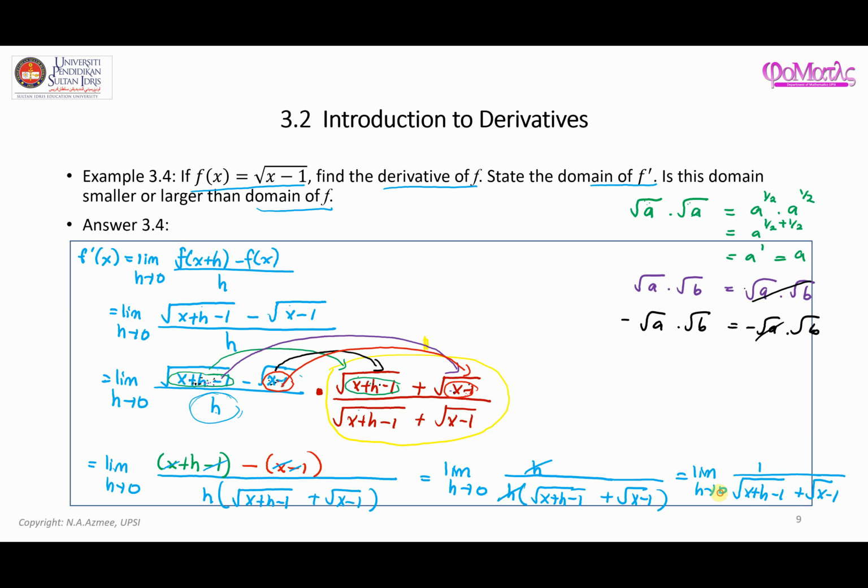And if you substitute 0 into this function, you will get the square root of x minus 1, plus the square root of x minus 1, and the answer that you will get is 1 over 2 times the square root of x minus 1. Okay, so that's the answer that you will get.